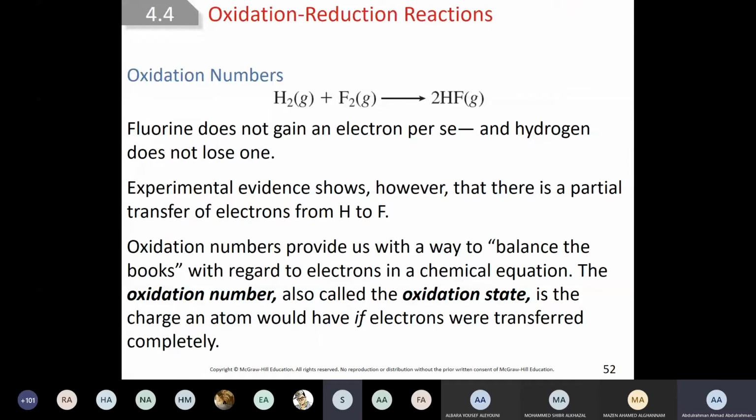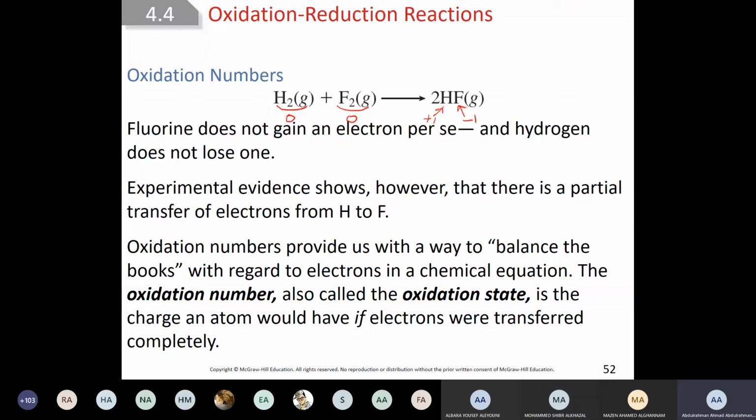Now, what happened here to this element? What's the oxidation number of hydrogen in this case? 0. Yes, very good. Why? Because it's by itself. What's the oxidation number of this compound, F2? Zero also, because it's by itself. Now, what's the oxidation number of F? -1. Good. And hydrogen? +1.